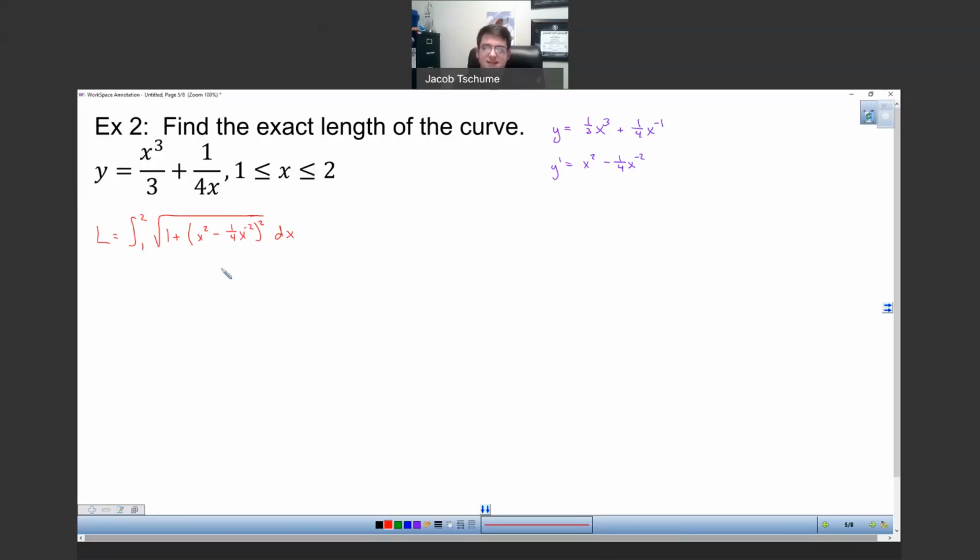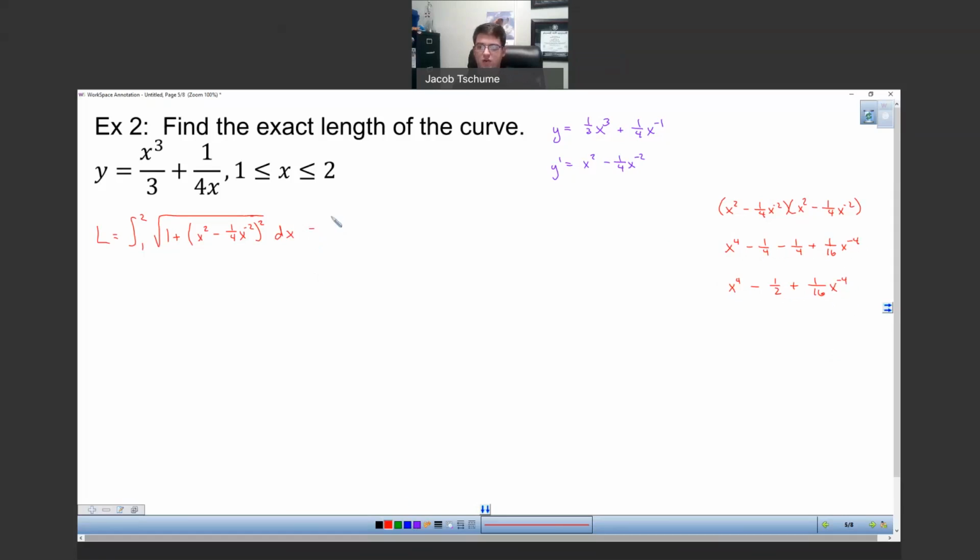Now, you can square this inside of the square root if you would like, but what I would probably do is come over here to the right, out of the way, and just multiply it by itself to begin with. So if I do my FOIL technique, this would give you x to the 4th minus 1/4 minus 1/4 plus 1 over 16 x to the negative 4. I'm going to substitute that in after I combine my constants. So that would be x to the 4th minus a half plus 1 over 16 x to the negative 4.